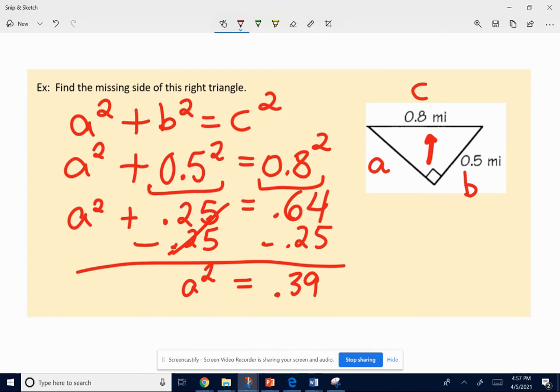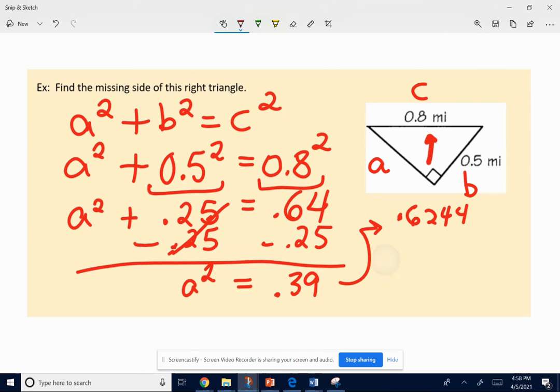Just like before, whenever we had a variable squared equal to a number, we had one more step. We have to square root to figure out what A is. Use your calculator. Square root of 0.39 in my calculator, I'm getting 0.624498 something, doesn't matter.